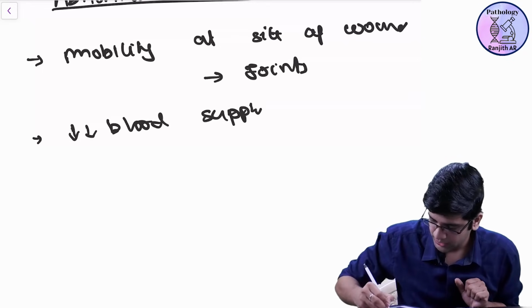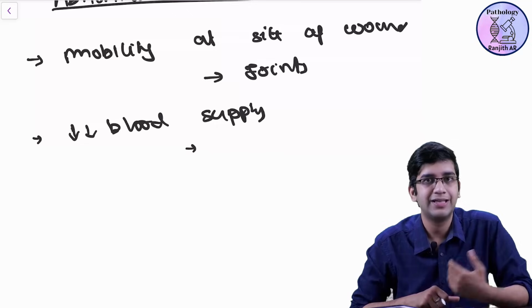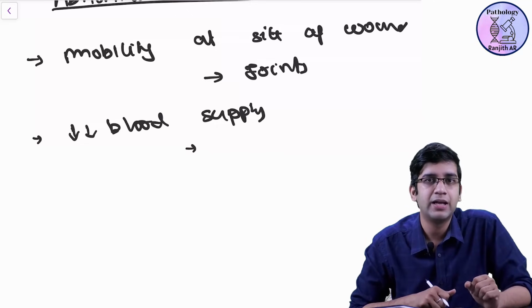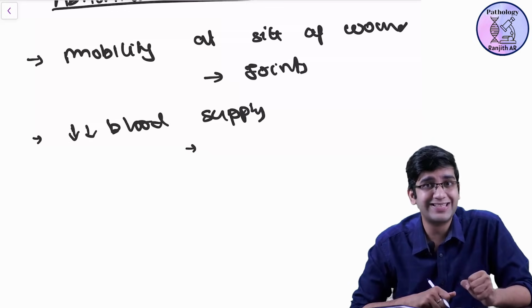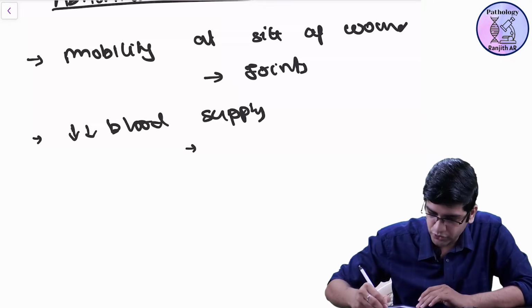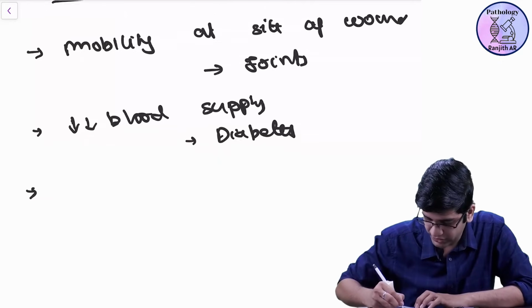Next. When there's less blood supply, my wound healing will be impaired. When do I have less blood supply? Especially in diabetes. Same process happens in diabetes, but I have a vasculopathy. So obviously it's going to affect my blood supply. During vasculopathy, wound healing is going to be defective. So indirectly diabetes.